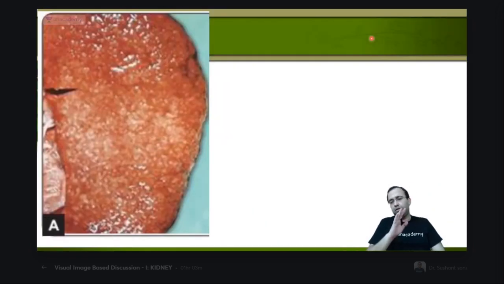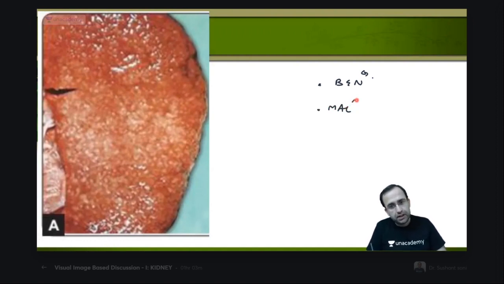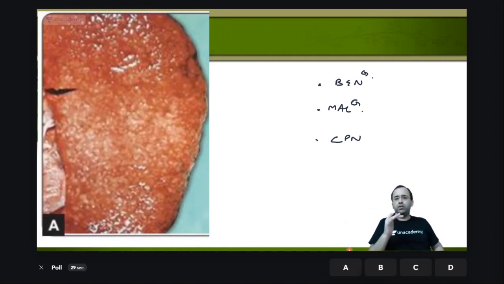So this is our last image for today. Your options are benign hypertension, malignant hypertension, and chronic pyelonephritis. Madhushri, seriously, thanks for the super kind words. These are your three options. What do they show on gross?